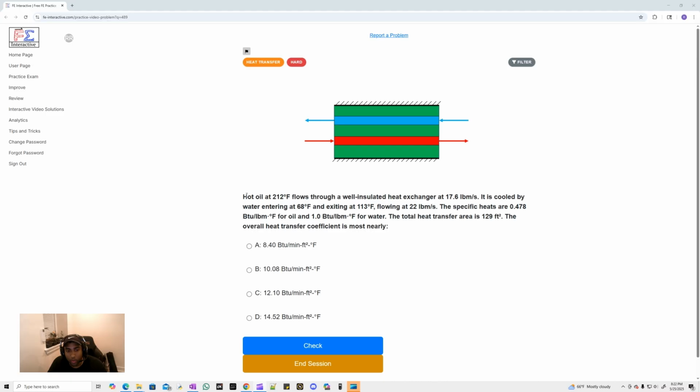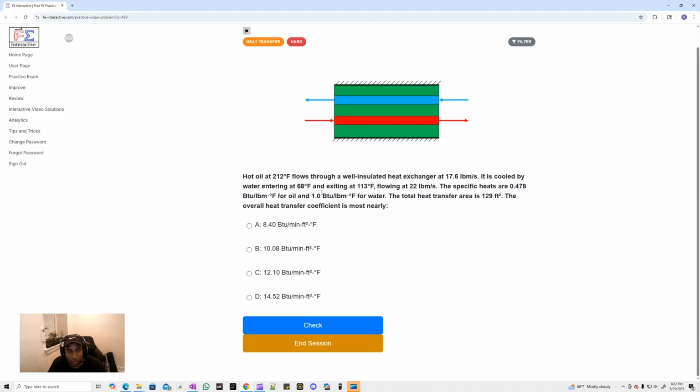So it says hot oil flows through a well-insulated heat exchanger at a certain mass flow, and it's cooled by water that's entering and exiting, and we're given the temperatures, and it's flowing with a certain mass flow rate. We're given specific heat information for both the oil and the water, and also the total heat transfer area. We're looking for the overall heat transfer coefficient here. It's measured in units of power per unit area per temperature, which is a unit like a heat transfer coefficient, or a unit like a convection coefficient.